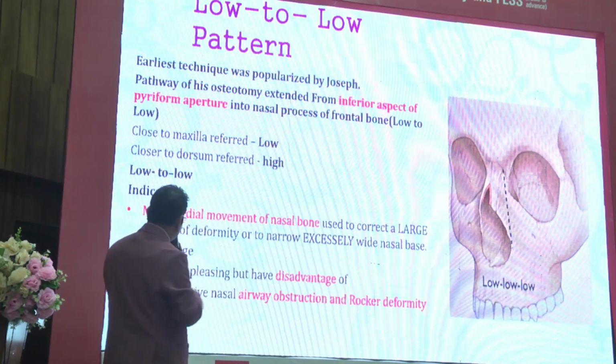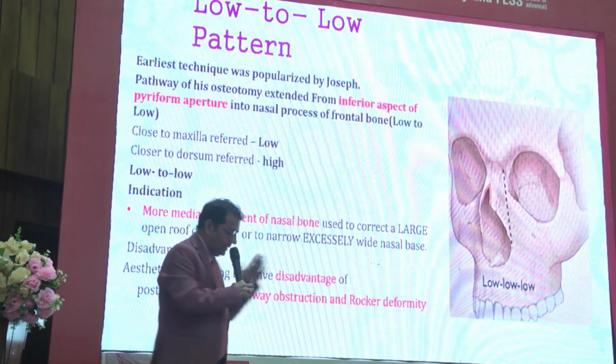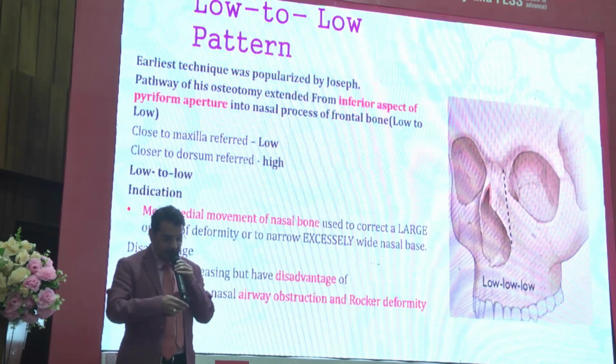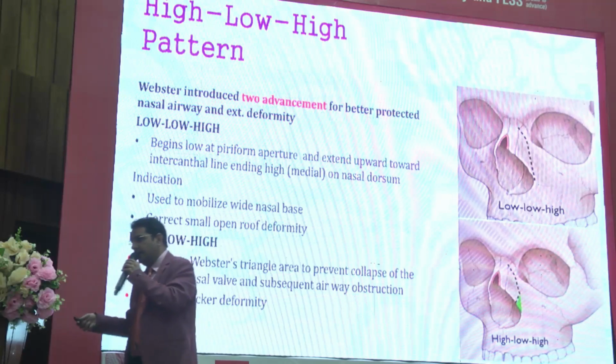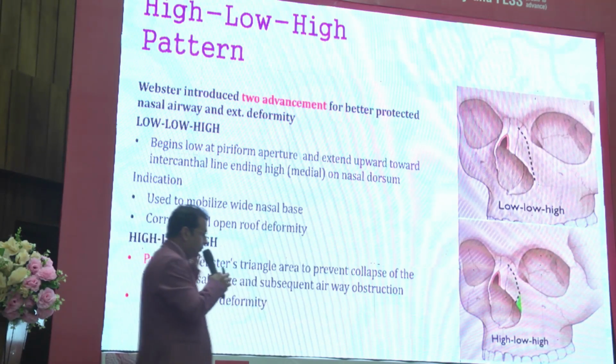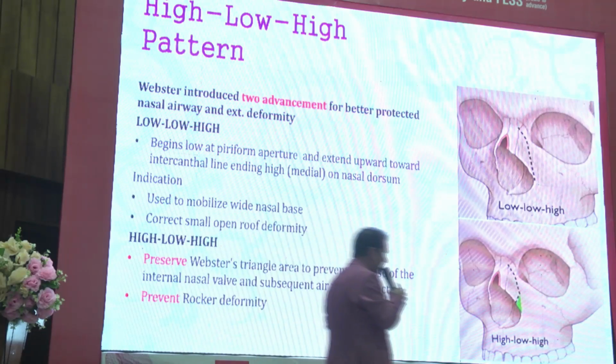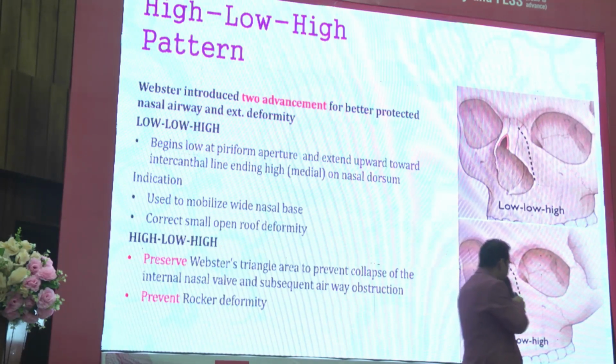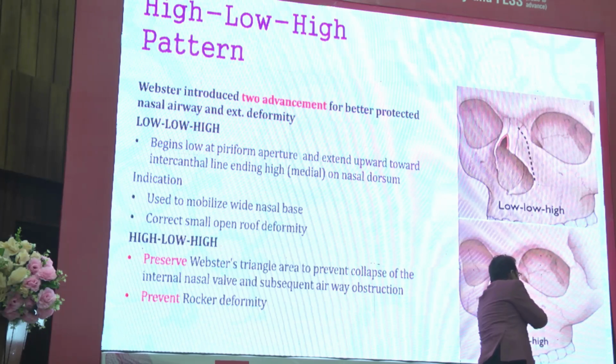So later, Webster realized that whenever we use this technique, we have two problems. What are the two problems? Number one, because earlier Joseph used from this part, whenever you start the osteotomy from this part, then this part is damaged.